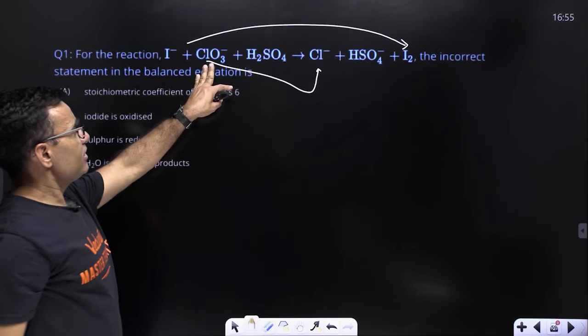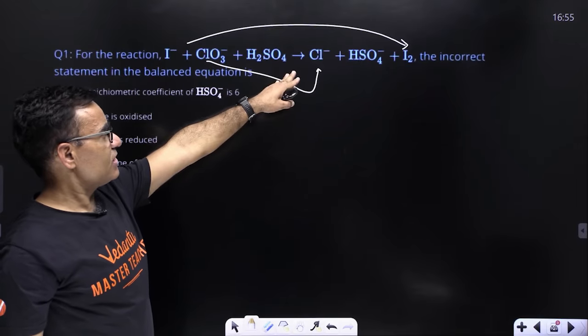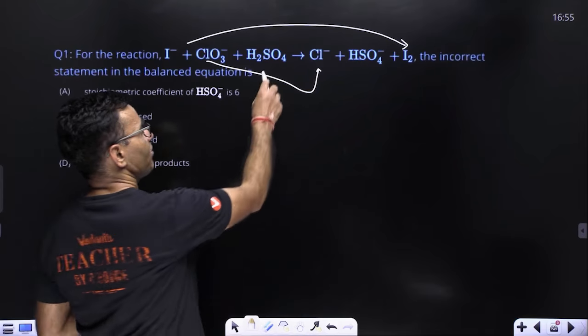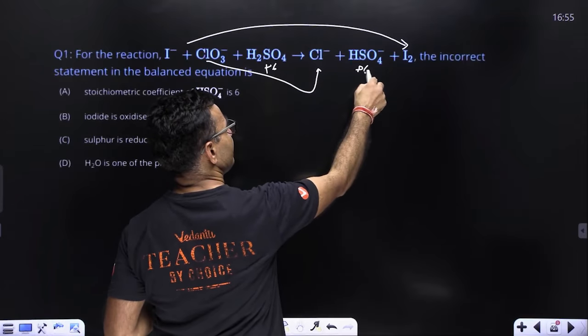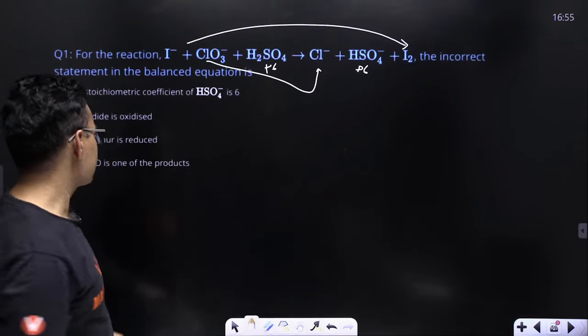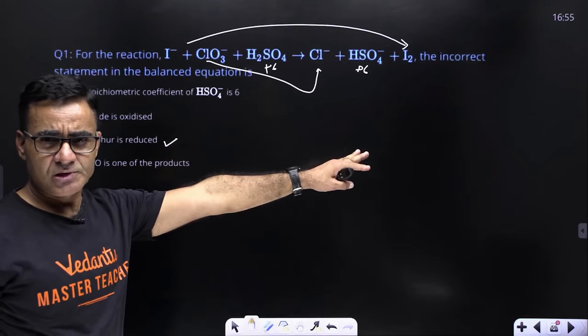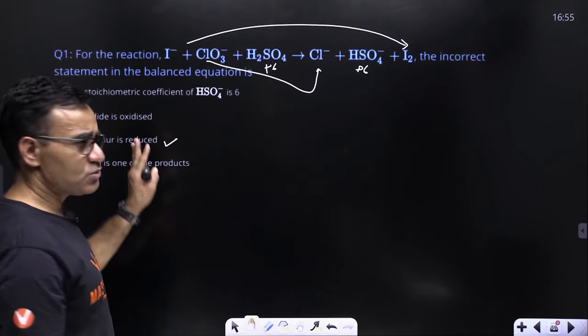Cl यहाँ पे आपका +5 ऑक्सीडेशन स्टेट में है, यहाँ पे -1 में, तो रिड्यूस्ड हो गया क्लोराइड. सल्फर बेसिकली यहाँ +6 है और यहाँ भी +6 है. सल्फर इज नॉट गेटिंग ऑक्सीडाइज्ड और रिड्यूस्ड. सो योर आंसर इज दिस बिकॉज यू नीड टू फाइंड आउट द इनकरेक्ट ऑप्शंस. So if only one has to be chosen, one is quite visible.